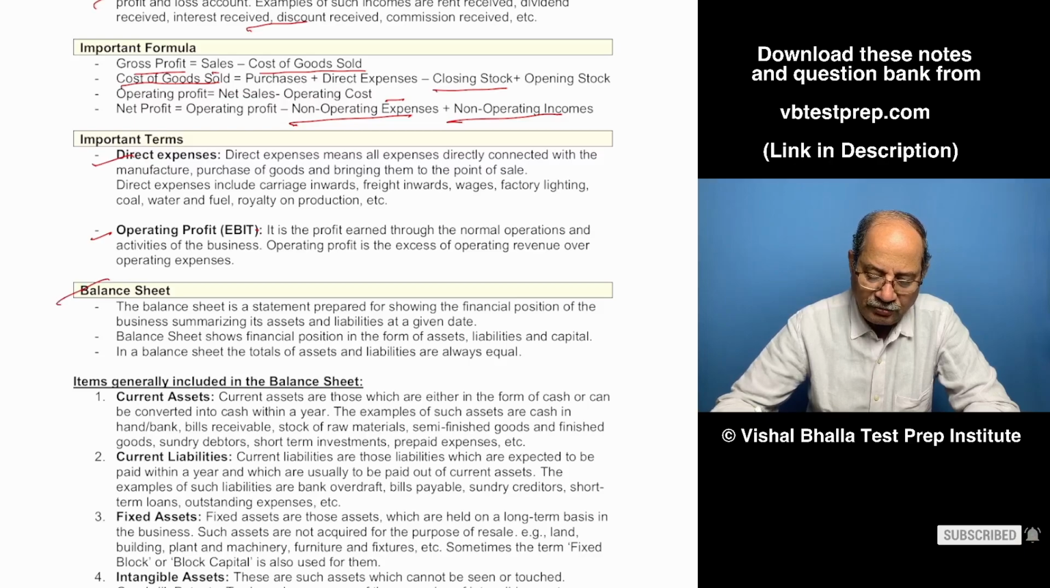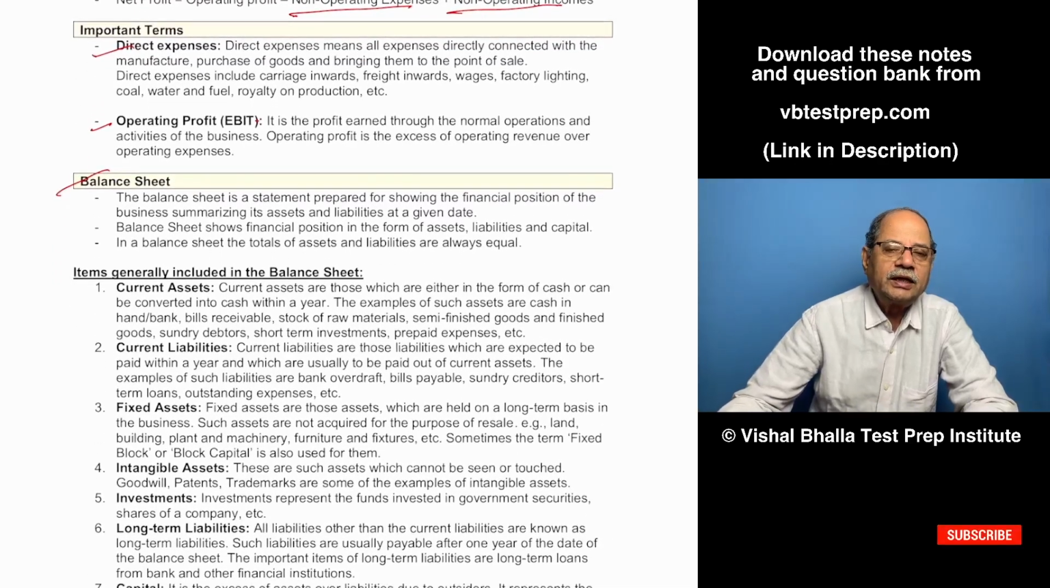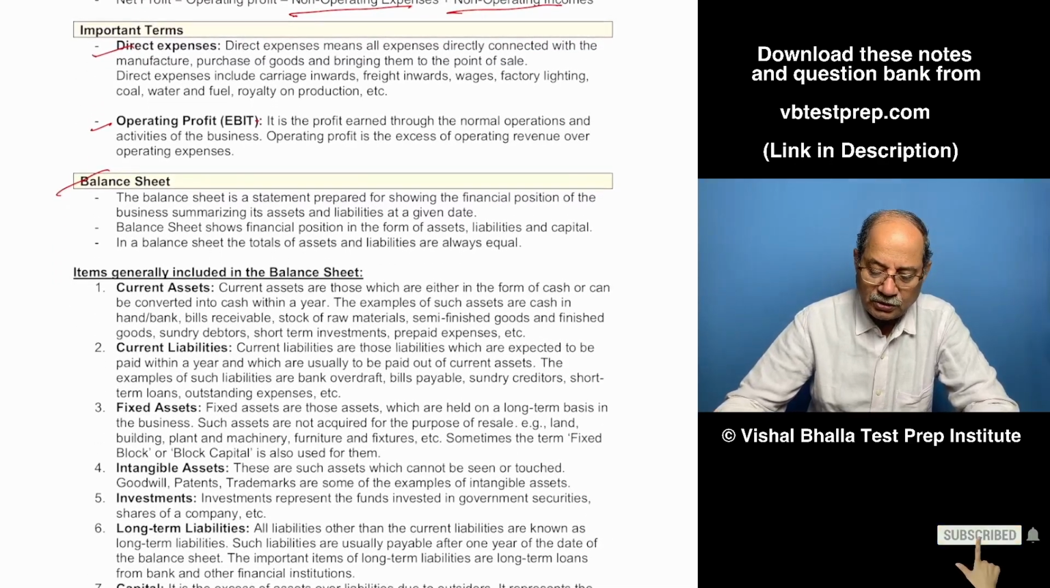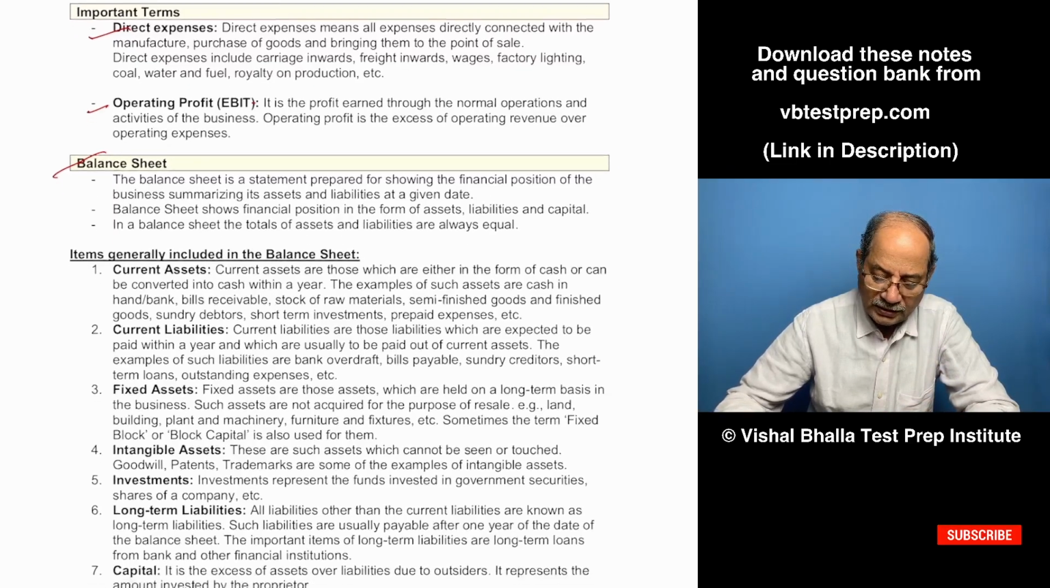Balance sheet, I have told you what it is. It is the statement showing the financial strength. It has two sides. Number one is the liability, second is the asset. Left is the liability, the right-hand side is the asset. However, in the case of companies, it is not in the horizontal form, it is in the vertical form. First we write the liabilities, second we write the assets.